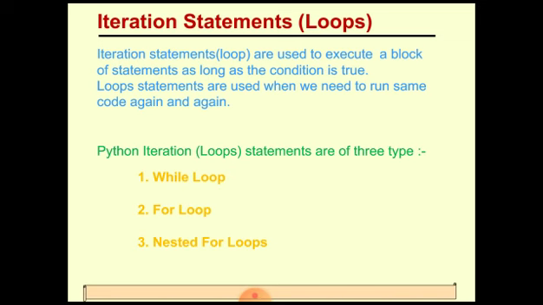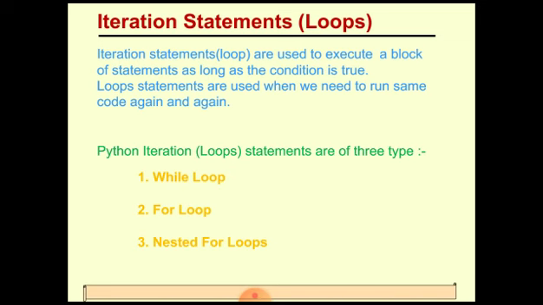These loops are used to execute a block of statements as long as the condition remains true. We are checking the condition a number of times, and as long as it remains true, these statements will be repeated. How many times they are repeated depends on the logic and the type of loop statement we are using. Loop statements are used when we want to run the same code again and again. Decision making statements were just used for deciding whether to execute a set of statements or not. But if you want to repeat this set of statements, that could be done only by using looping statements.